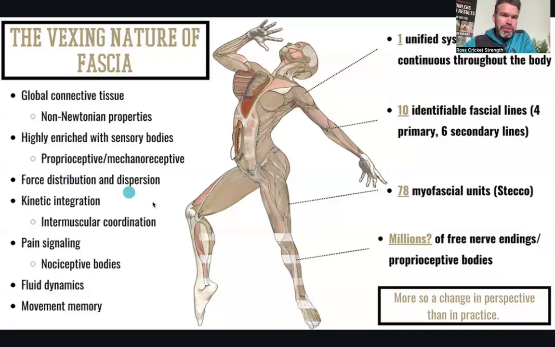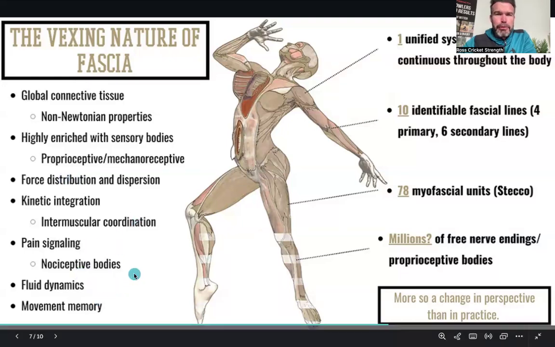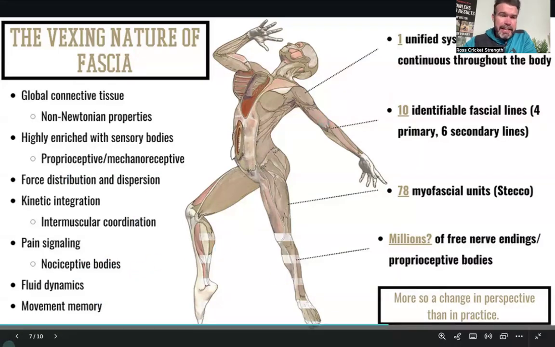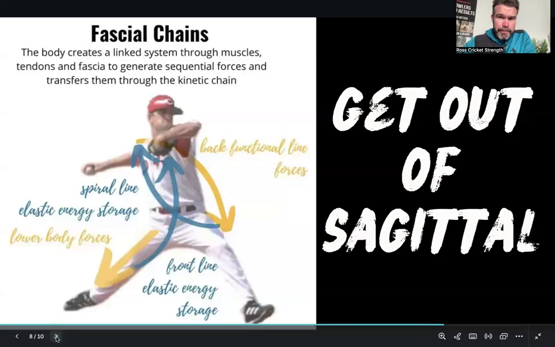We talk about force distribution, kinetic integration. Absolutely huge. Pain signaling, fluid dynamics, movement memory, all these things go into it. It's absolutely so important that we give it its proper attention.